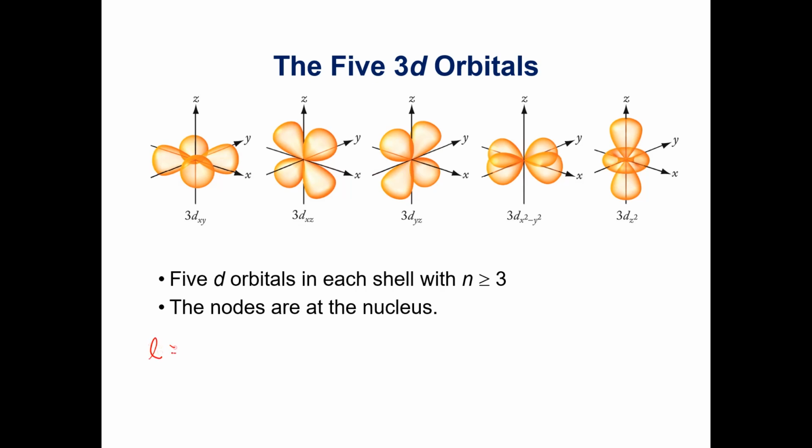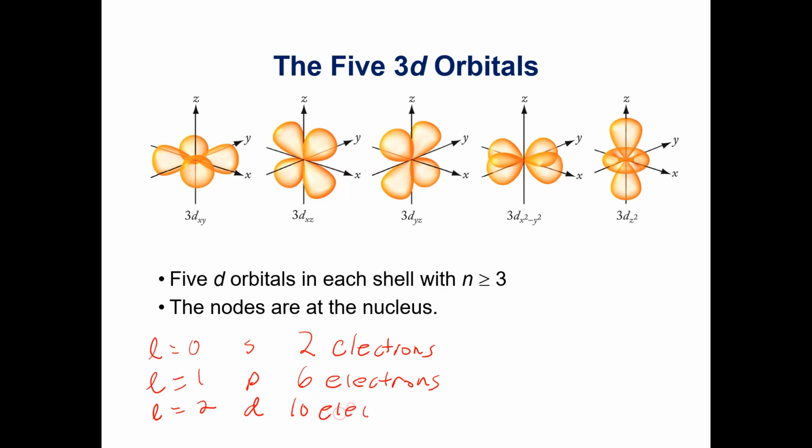We said l equals 0 is an s shell. The s shell can hold 2 electrons. l equals 1 is a p shell. The p shell can hold 6 electrons. l equals 2 is a d shell. The d shell can hold 10 electrons. l equals 3 is an f shell, and that can hold 14 electrons.